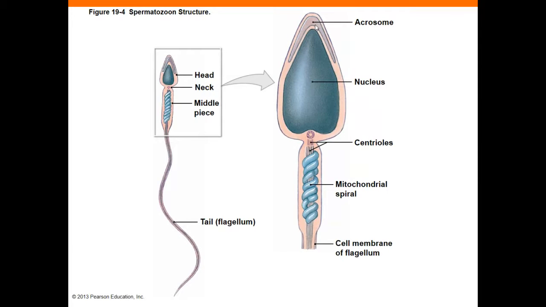In the midpiece region here, we have lots and lots of mitochondria. In terms of organelles, sperm cells are a lot different than normal cells. We basically find a nucleus, some centrioles, and then a ton of mitochondria. The mitochondria provide the energy to fuel the tail. The tail is responsible for propelling the sperm up through the female reproductive tract. So the mitochondria allow the sperm to move.